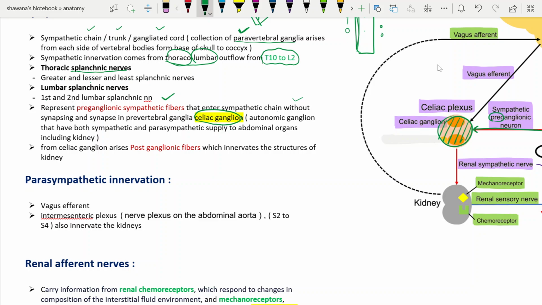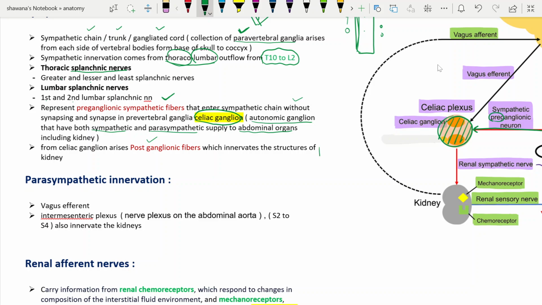Okay, a celiac ganglion is an autonomic ganglion. It is not under the voluntary control. Of course, it is a ganglion, and it has both sympathetic and parasympathetic supply to many abdominal organs, including the kidney. Not solely the kidney, but other abdominal organs like viscera and intestines and stomach. They have supply via the celiac ganglion. And from the celiac ganglion arise the postganglionic fibers, which innervate the structure of the kidney.